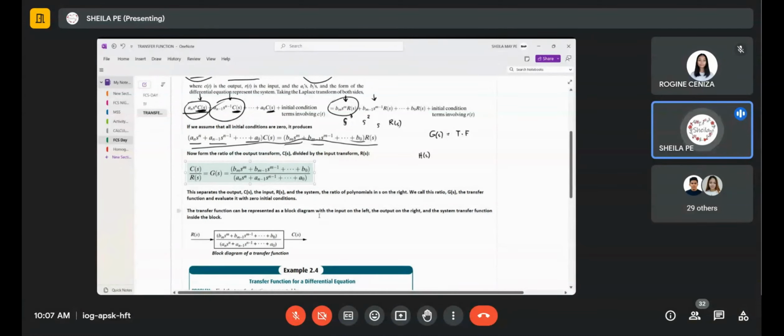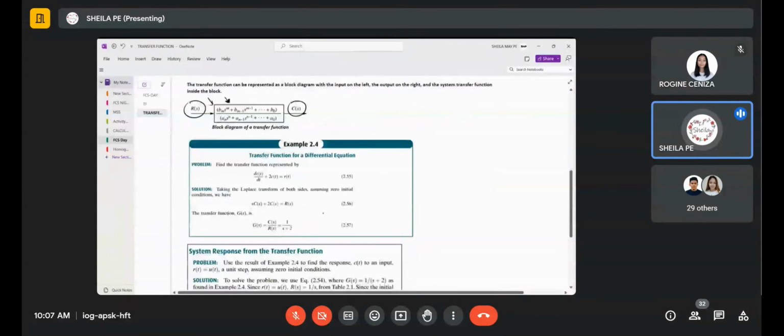The transfer function can be represented as a block diagram with the input to the left and the output to the right, and the system transfer function inside the block. So if we have our R of s input in Laplace form and C of s output in Laplace transform, this is our system. The solution or calculation inside our system is this one. So far, are you following?